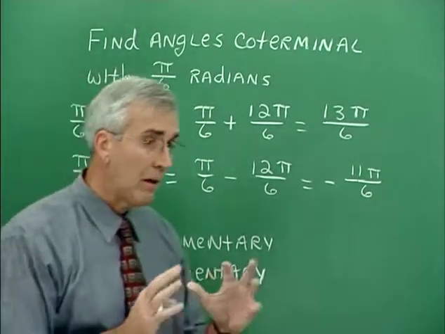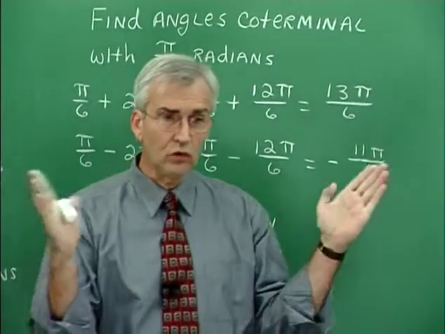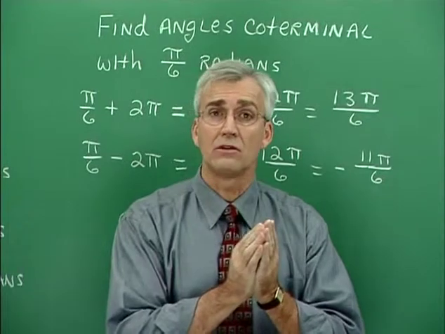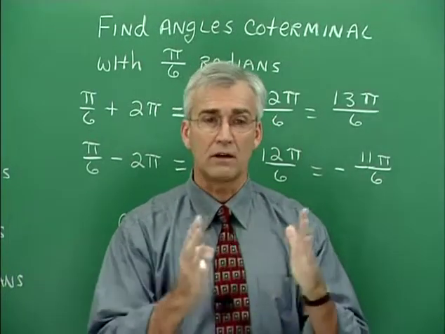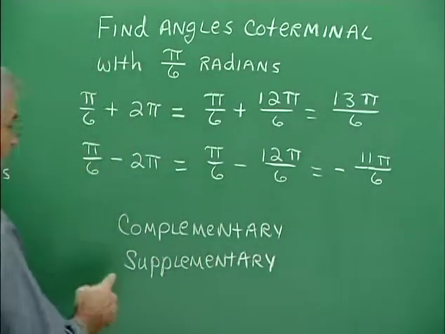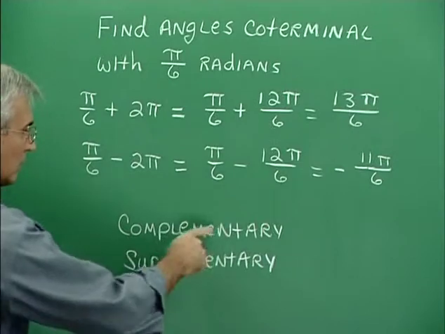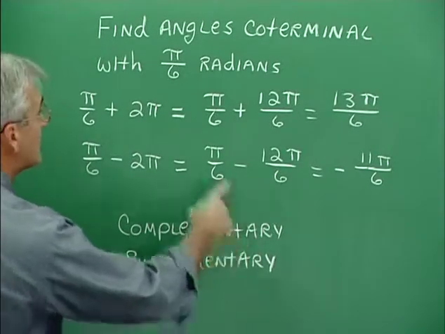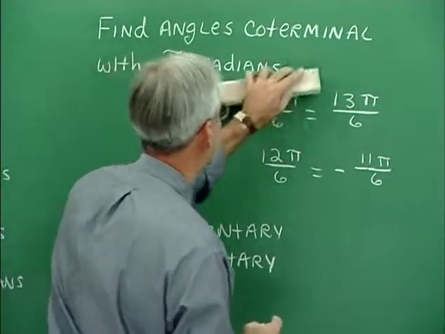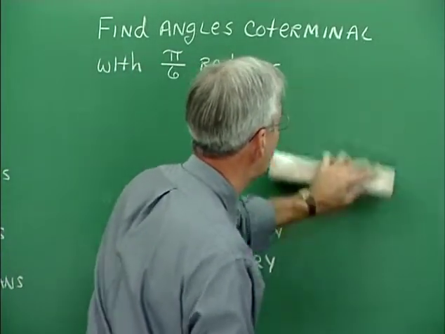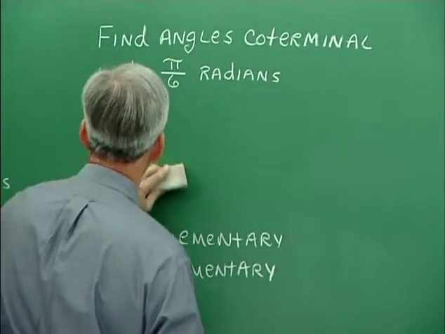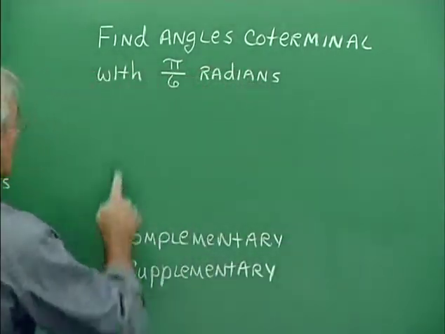Complementary angles are positive angles whose total in radians is pi over 2. And supplementary angles are positive angles that total pi radians. So if we wanted to talk about the angle that is the complement of pi over 6, then here's what we would need to do. The complement of, and that just means that we're inventing two angles that are complementary, and we have one of them, and now we want the other one, and it's called the complement of this one.